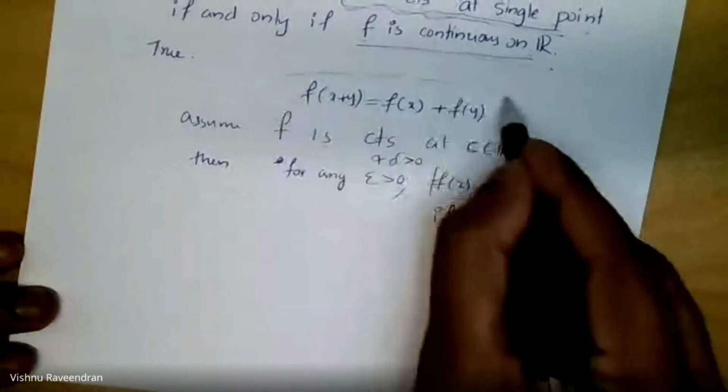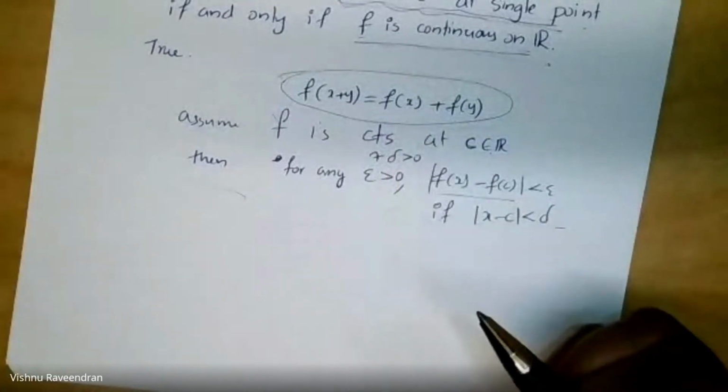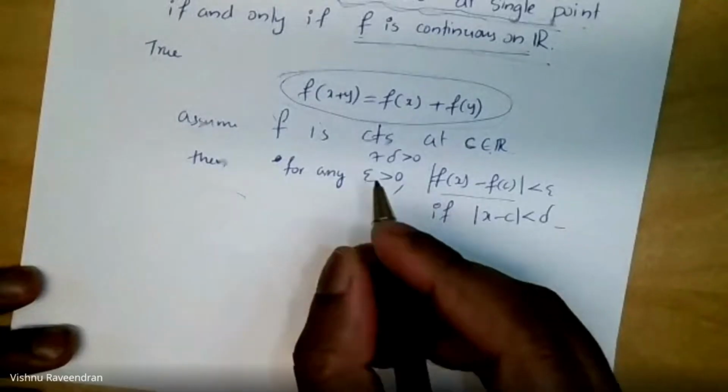So just from this relation, you can get many informations actually. Mod of f of x minus f of c. You have the function f of x plus y equals f of x plus f of y. Can you conclude something, please?